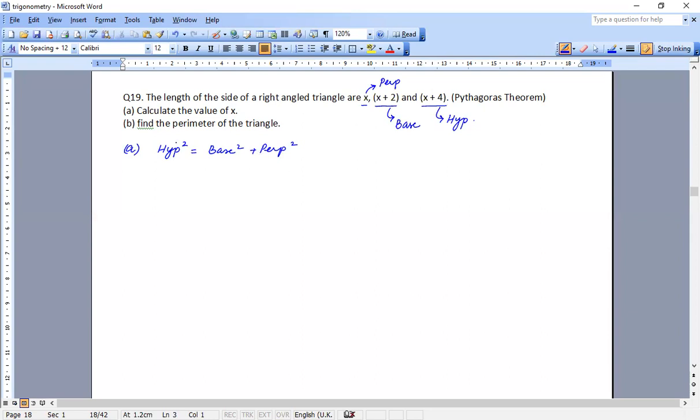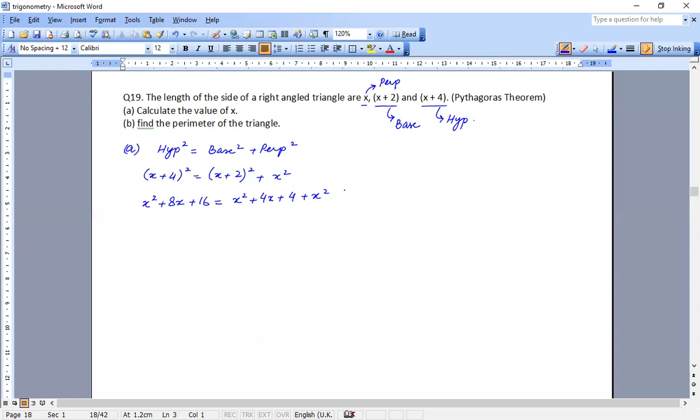This is the Pythagoras theorem. Hypotenuse, x plus 4 square, equals base, x plus 2 square, plus perpendicular, x square. X plus 4 whole square, I'll expand this using the first identity. So this will be x square plus 8x plus 16. In my previous video, I have mentioned quite a number of times how to expand a bracket using the first identity. So I've expanded all.